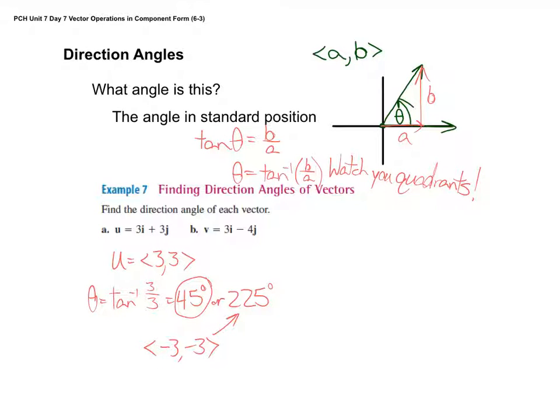Be very careful that you pay attention to the components of your vector to get the angle in the correct quadrant. Especially once we start applying this and doing problems where we have multiple vectors impacting something. That's going to be really significant. We need to make sure that we have our vectors going the correct direction. Alright?